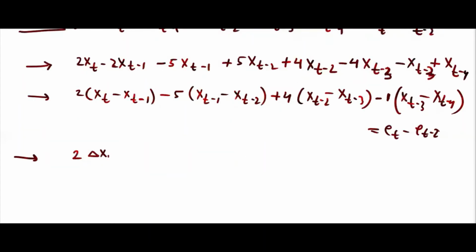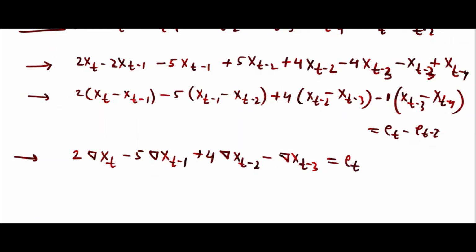How do we write nabla x_t, right, here in time series. So 2 nabla x_t minus 5 nabla x_{t-1} plus 4 nabla x_{t-2} minus nabla x_{t-3}. Okay, that will be e_{t-2}.